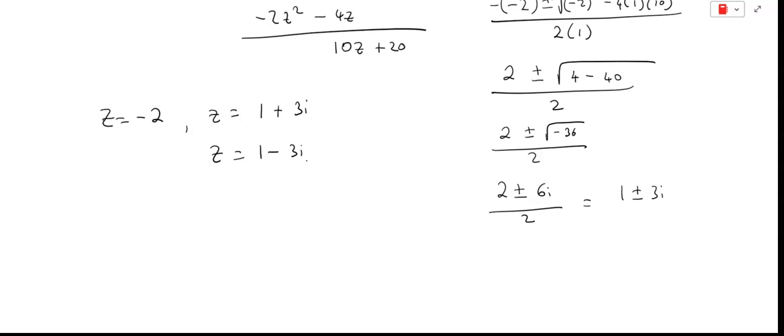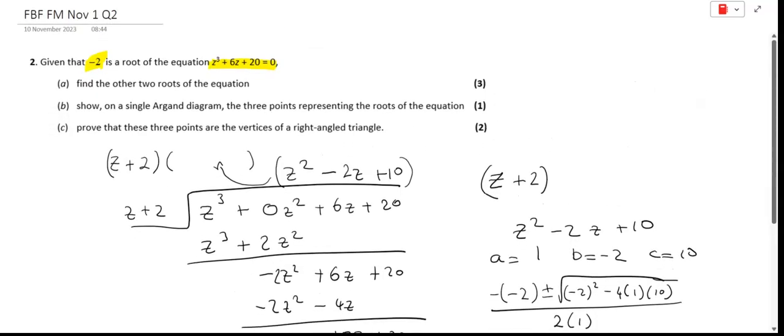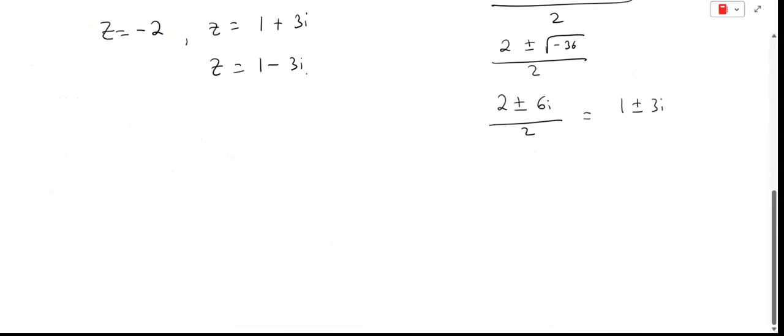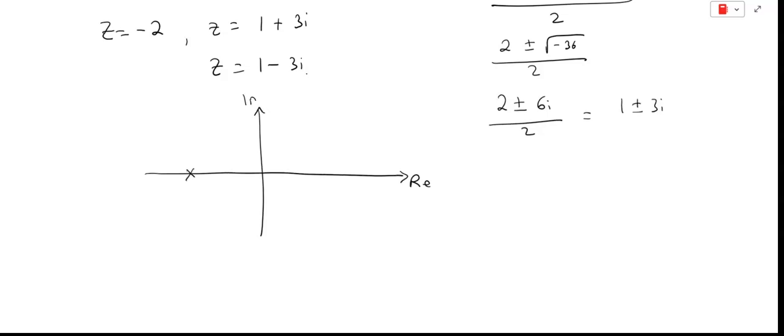And so that's part A. Show on a single Argand diagram the 3 points, and then prove that these 3 points are vertices of a right angle triangle. So the way we do this, we know that our horizontal axis is our real axis and our vertical axis is our imaginary axis. So the point minus 2 is just minus 2 on the real, so that's going to be minus 2 on the x-axis. So this is real, this is imaginary. That's our first, let's call that z1, and that's at minus 2, 0.